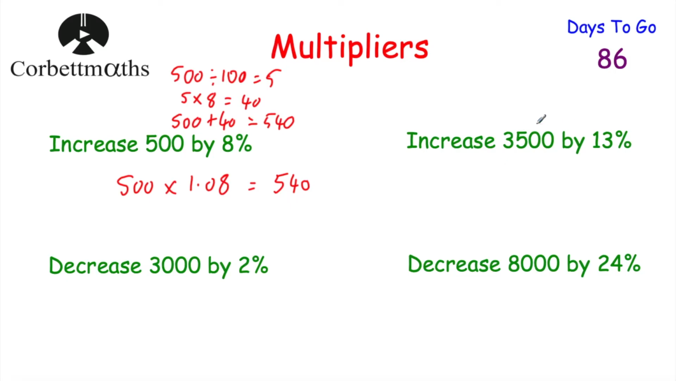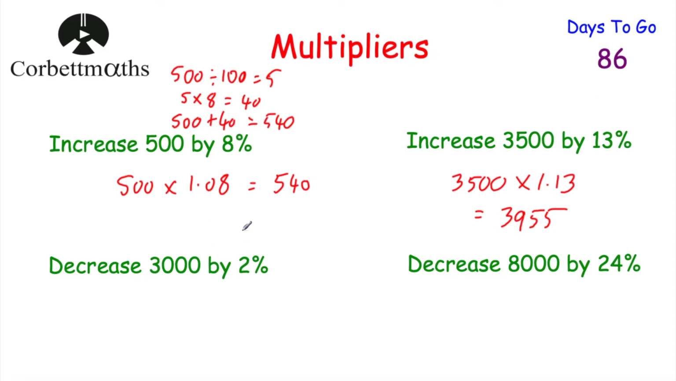So for instance, if we wanted to increase 3,500 by 13%, we just take our 3,500 and we multiply by 1.13, because if you increase 100% by 13%, you'd have 113%, and then that's just 1.13. And then if you do it in your calculator and do 3,500 multiplied by 1.13, that's equal to 3,955. And it just makes it a bit quicker and easier than working it out step by step.